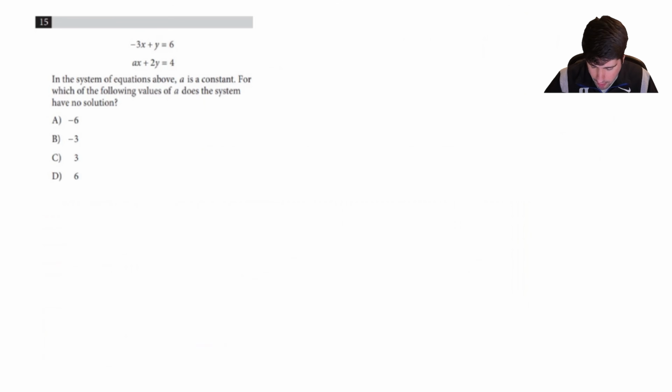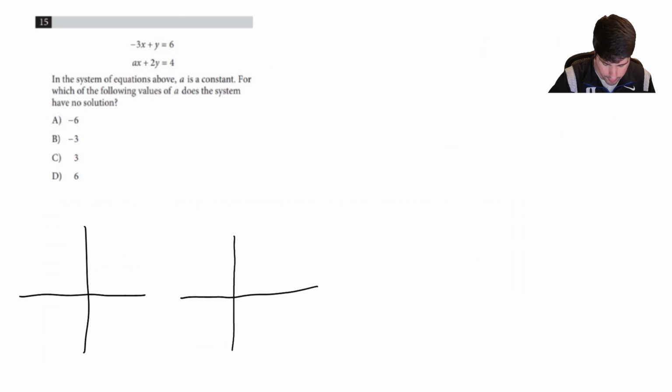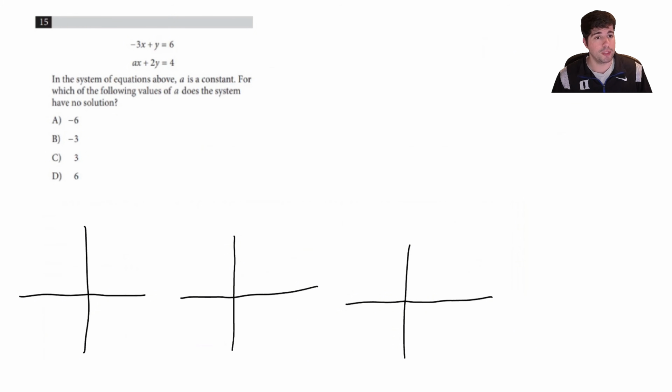For this last problem, we're given the system of equations and we're told that a is constant. Then we're asked, for which of the following values of a does the system have no solution? So what I want to do is give a quick recap as to the three different scenarios that we can have when we have a system of linear equations. We can have three different scenarios, right?